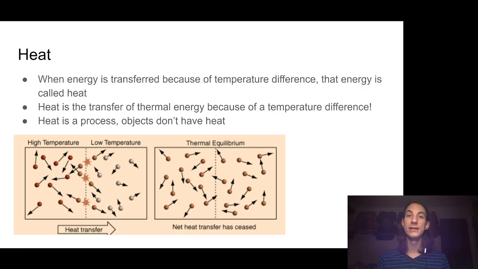So one of the main ideas when we're thinking about heat is that it's a process. Objects don't have heat. I can't say, oh, this tea has heat, and say, oh, this heat has thermal energy. I can say this tea has a high temperature.